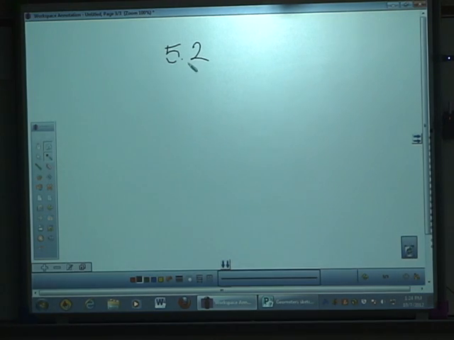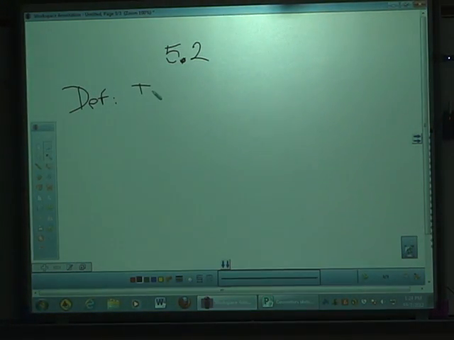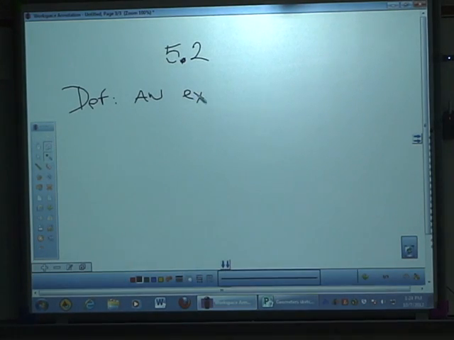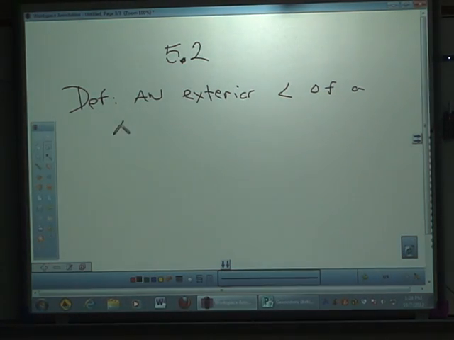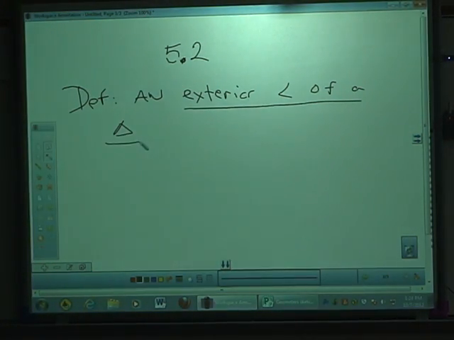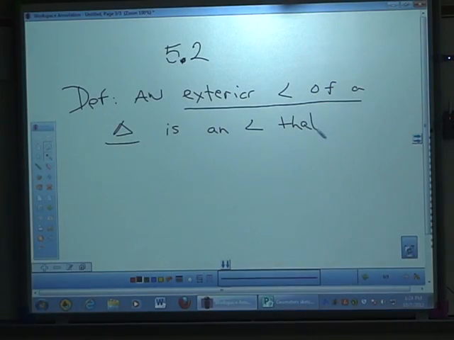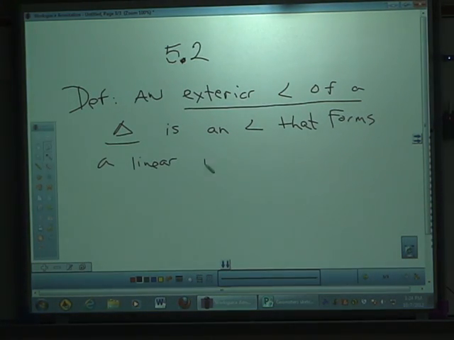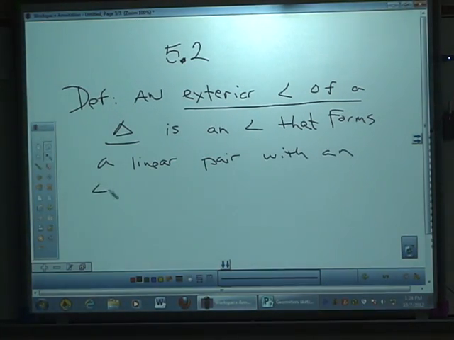At this point, you should have corrected 5.1 with your instructor. I guess it should be the same stuff, we'll see. We're going to start with a definition, which is something called an exterior angle. An exterior angle of a triangle is an angle that forms a linear pair with an angle of the triangle.